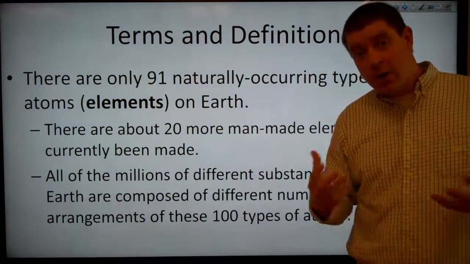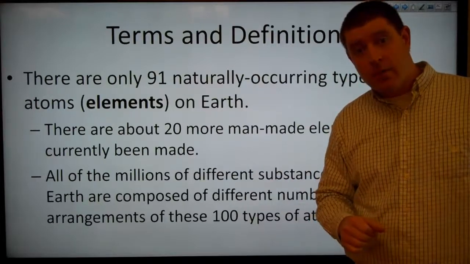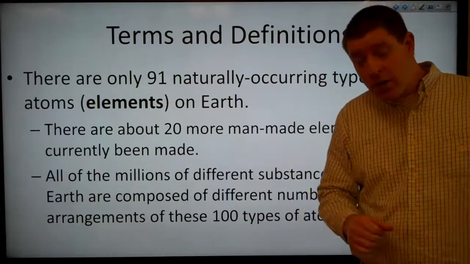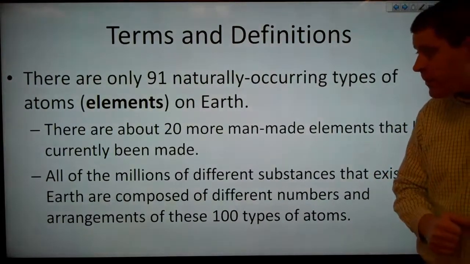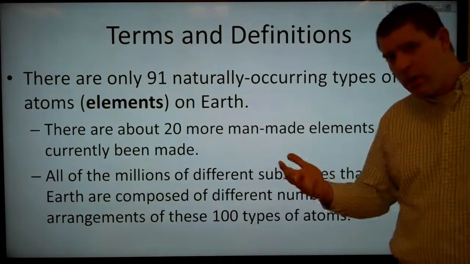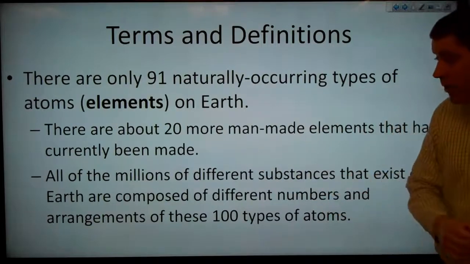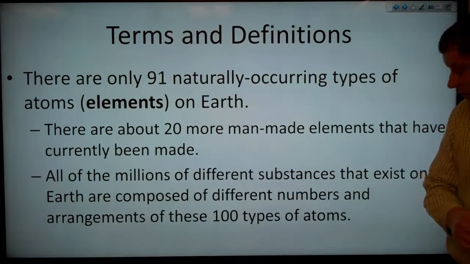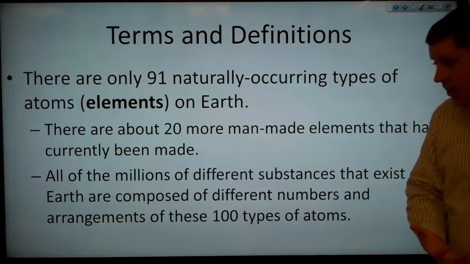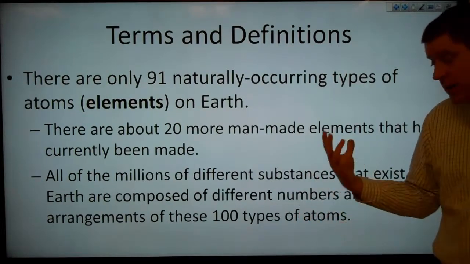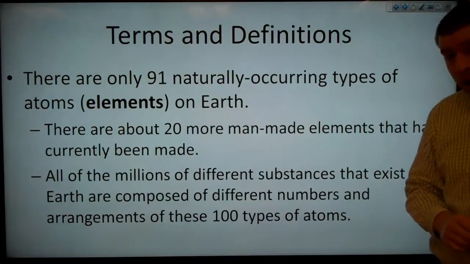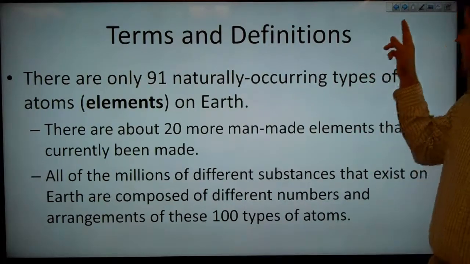Most of the time these are fairly radioactive, which means that they're unstable. They break apart after usually a pretty short period of time, less than a second generally, although some of them are a little bit longer lived. All of the millions of different substances that exist on Earth are then composed of different numbers and arrangements of these roughly 100 types of atoms, these roughly 100 elements.